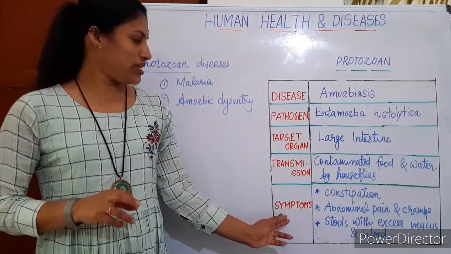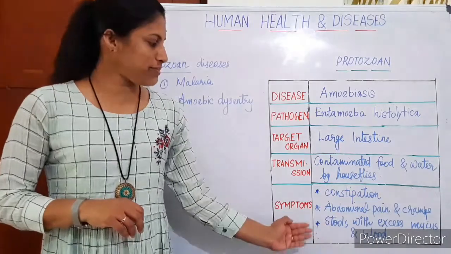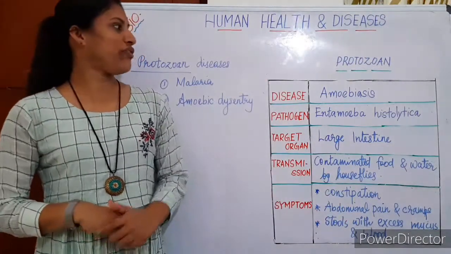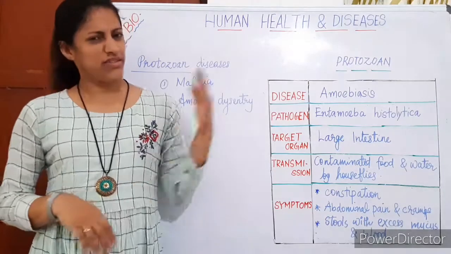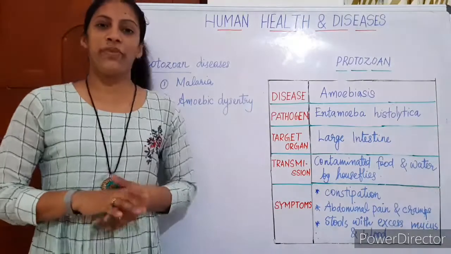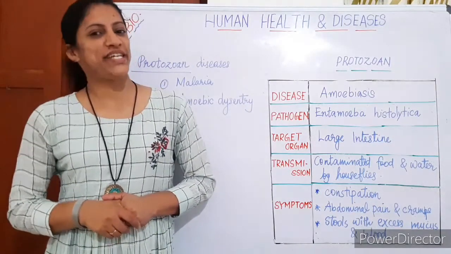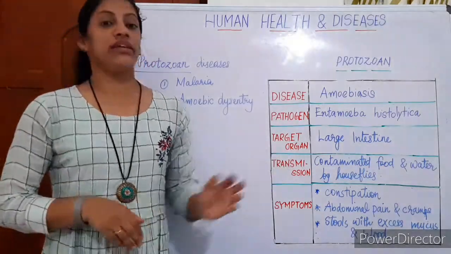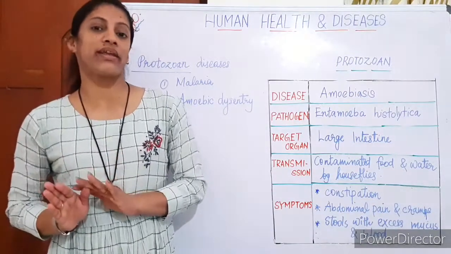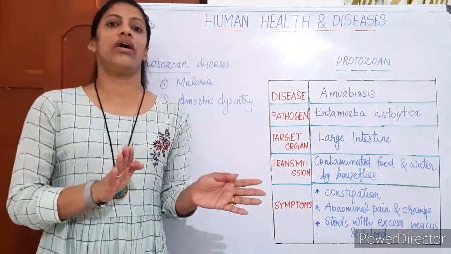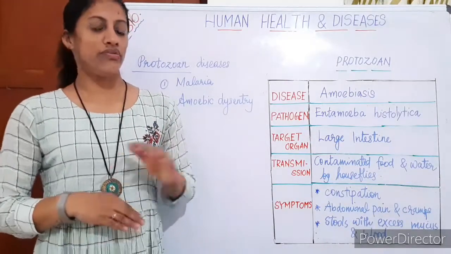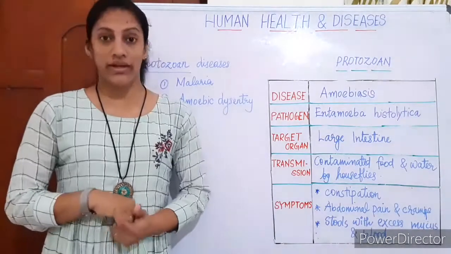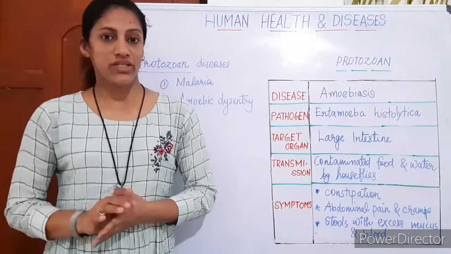So the symptoms of the disease: constipation, abdominal pain and cramps, stools with excess mucus and blood. These are the major symptoms of amoebiasis. Should I repeat it? It's very simple. Amoebiasis is the disease caused by a protozoan, Entamoeba histolytica, which reaches our large intestine, and it is spread through houseflies, which act as a mechanical carrier from the stools of the patient to other food items, giving the disease to a healthy person. The major symptoms include constipation, abdominal pain and cramps, and abnormal mucus and blood in the stools.